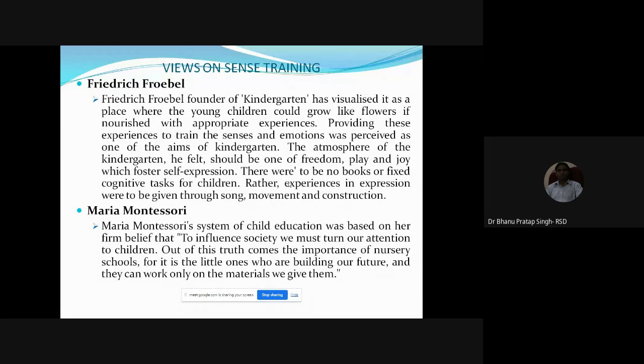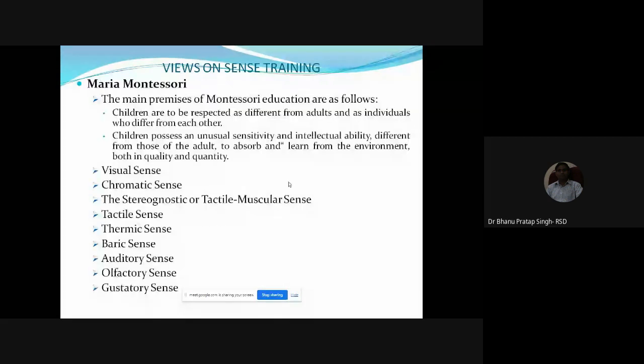Next, further, what Maria Montessori said. See, the main premises of Montessori education are as follows. Children are to be respected as different from adults and as individuals who differ from each other. Means individual differences should be taken care of while teaching in the classroom. And as a teacher, we should respect each and every learner's ability.